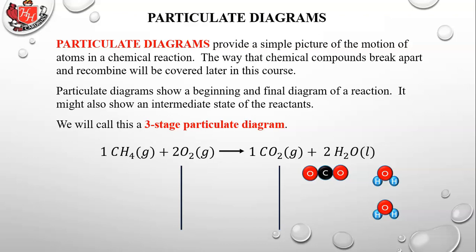This is called a three-stage particulate diagram because you start with the reactants, you show them broken apart in the middle, and then you end up with the products over on the right.